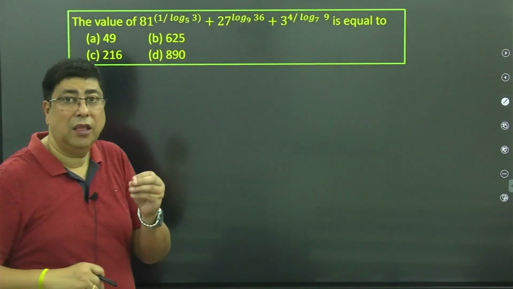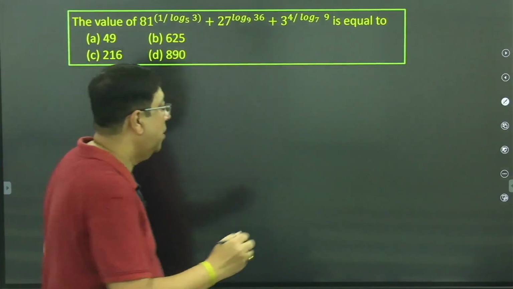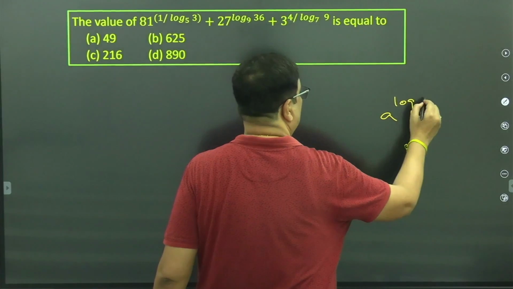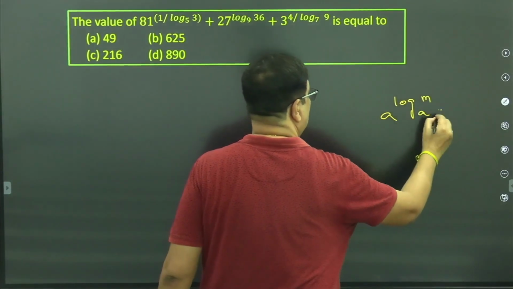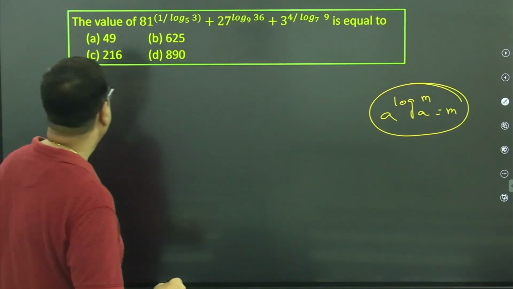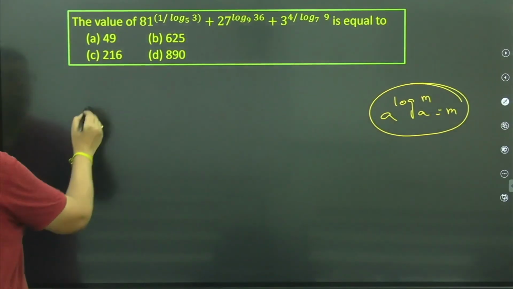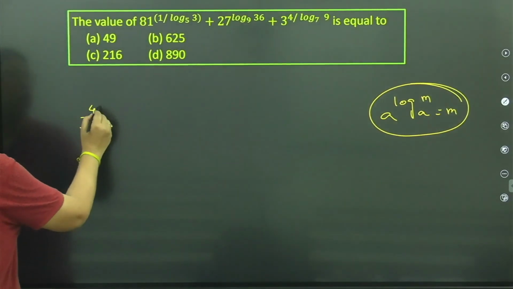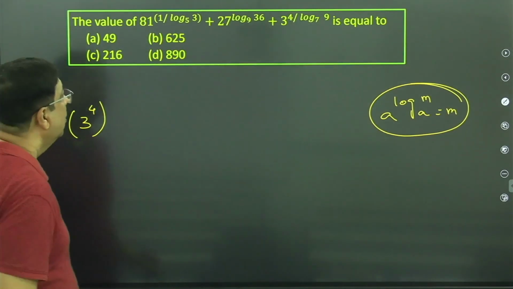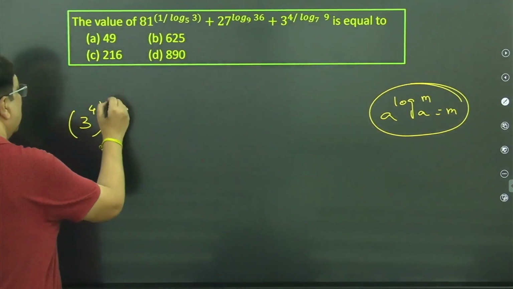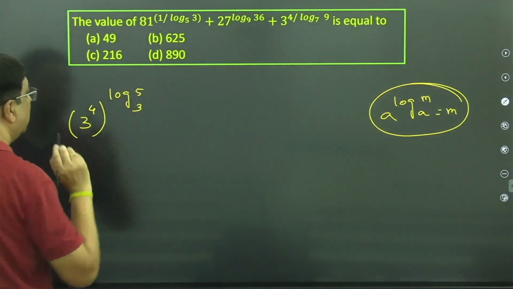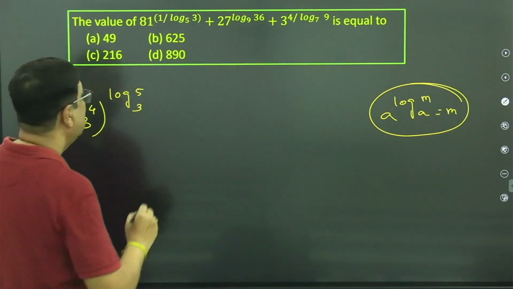We will use that a to the power log m base a equal to m. This is the most important formula which we will apply. Let's see. First of all, 81 means 3 to the power 4, to the power 1 by log 5 base 3. We can write log 5 base 3 as 1 by log 5 base 3.